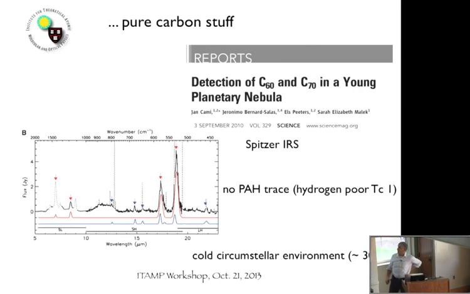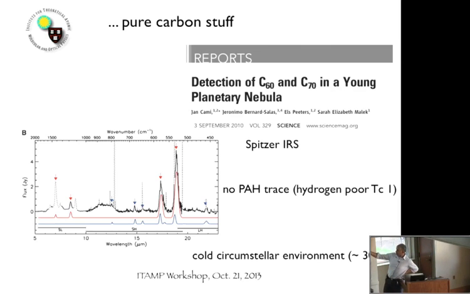But what is really a major step forward is that you can actually create pure carbon stuff. Okay? No hydrogen atoms, no oxygen. And that, of course, is the seminal detection of C60 and C70 in a young planetary nebula that Ian Cami spoke about this morning. And these are the four vibrational lines which have been somewhat conclusively attached to the vibrational modes of C60.